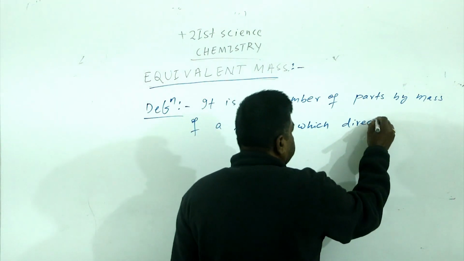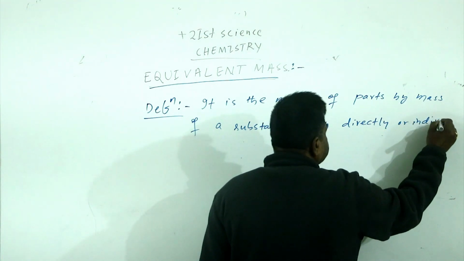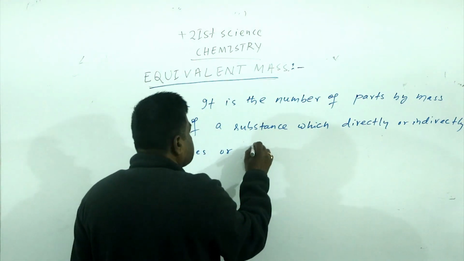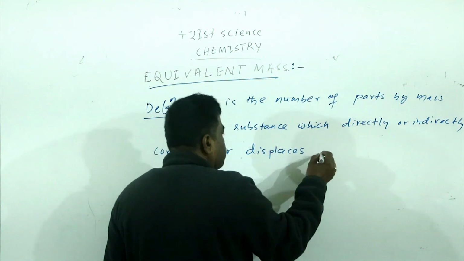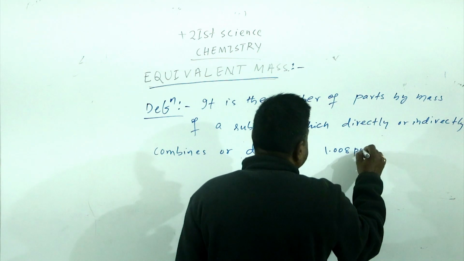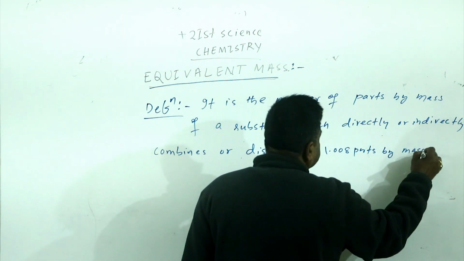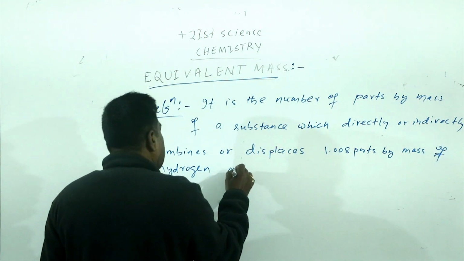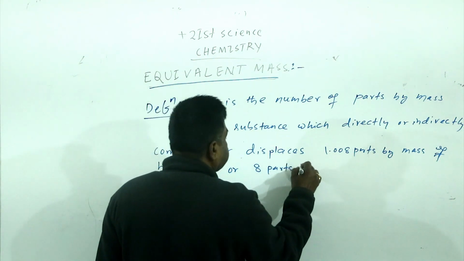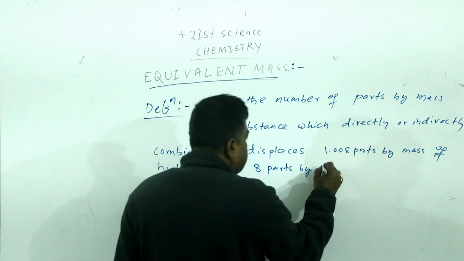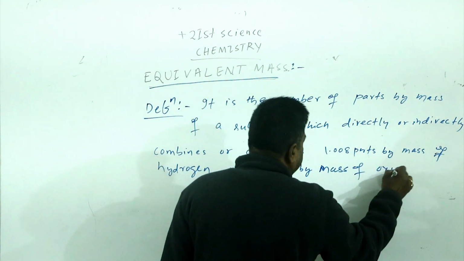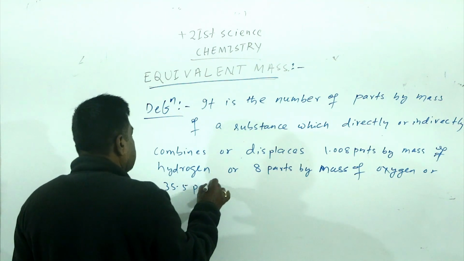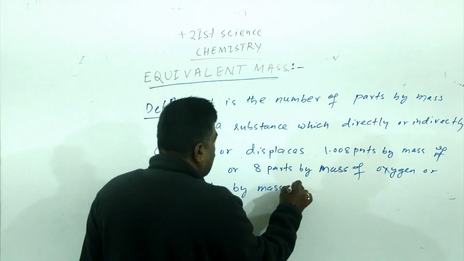which directly or indirectly combines or displaces 1.008 parts by mass of hydrogen or 8 parts by mass of oxygen or 35.5 parts by mass of chlorine.